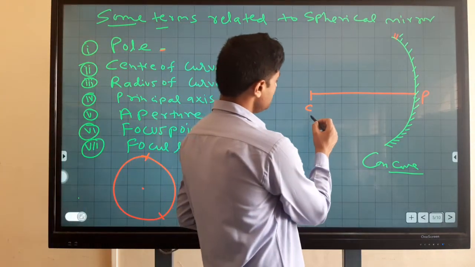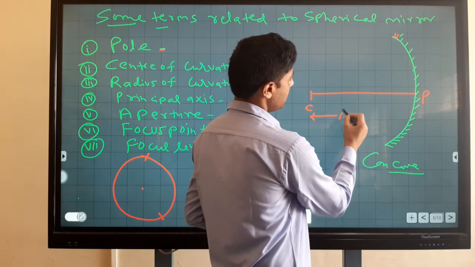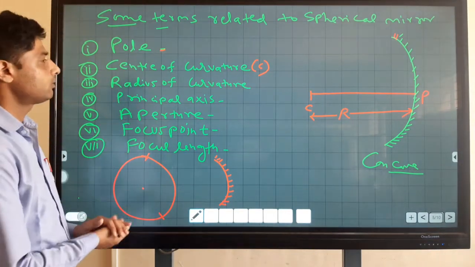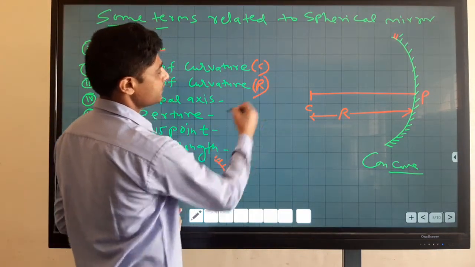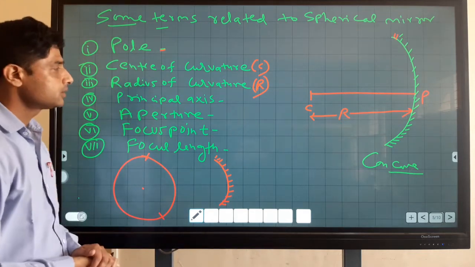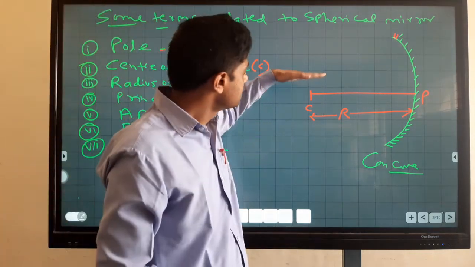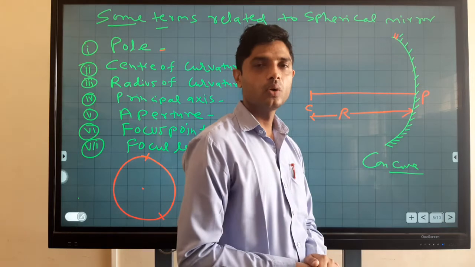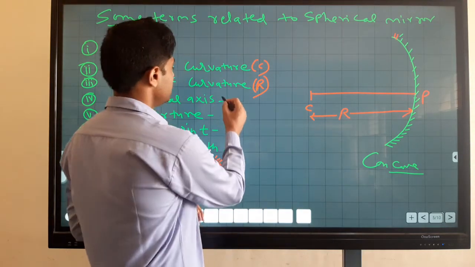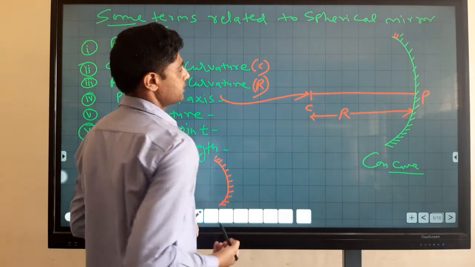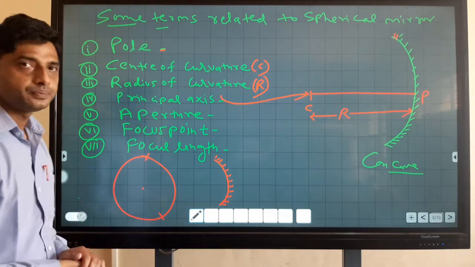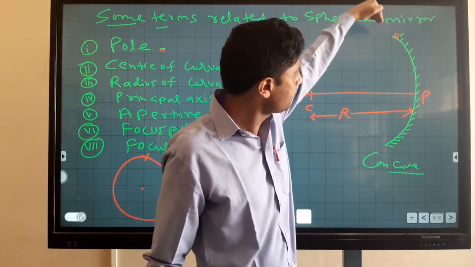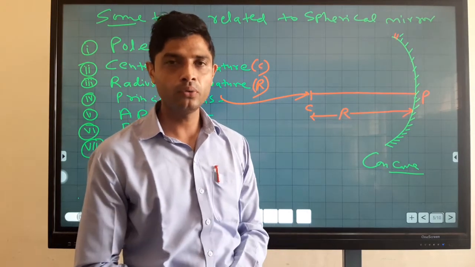Radius of curvature. The distance between the center of curvature and the pole is known as the radius of curvature. The symbol is R. Principal axis. The imaginary line that passes through the center of curvature and pole is known as the principal axis. This is the principal axis. Aperture. The width of the total reflecting surface is known as the aperture of the mirror.